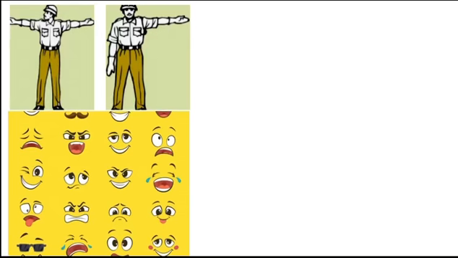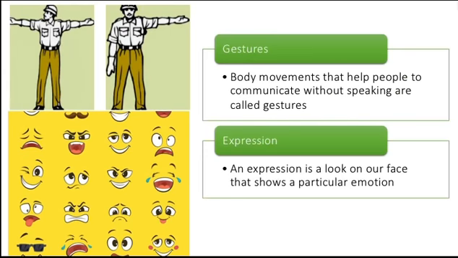Yes. So we use the movements of hands, shoulders, head to communicate. Such movements that help people to understand without speaking anything are known as gestures, right? Yes. So what is a gesture? Body movements that help people to communicate without speaking are called gestures. Sometimes people can only look at your face and tell whether we are feeling happy, sad or angry. How do they understand this? They know our feelings because they look at our faces, which show the particular emotion. That is known as expression.